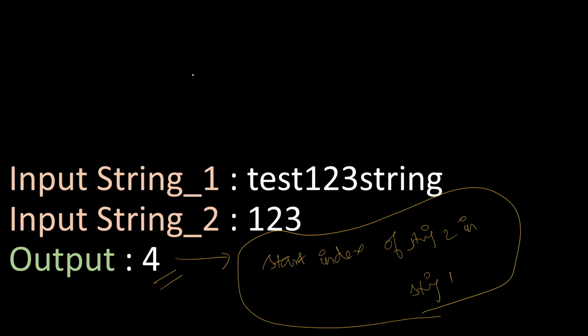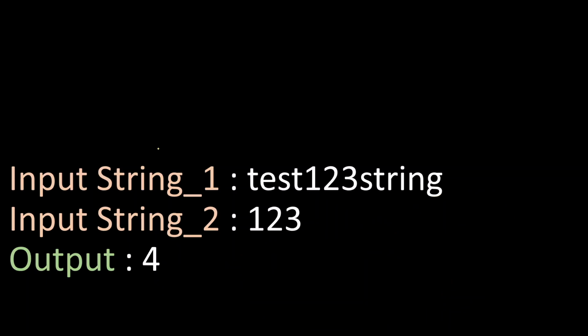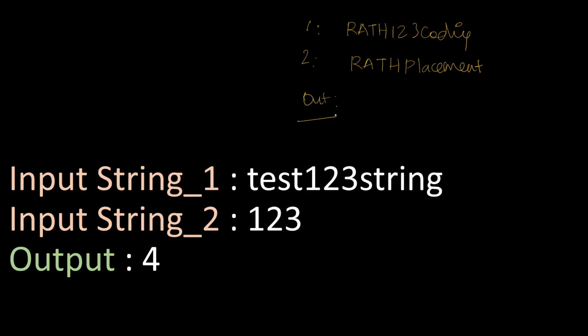Now I'll show you another example. Before we go into solving the problem, I'll show you another test case scenario. Consider my input 1 is RUT123coding, and my input 2 is RUTplacement. Now, what will be my output? Any guesses? See, my input 1 is RUT123coding and my input 2 is RUTplacement.